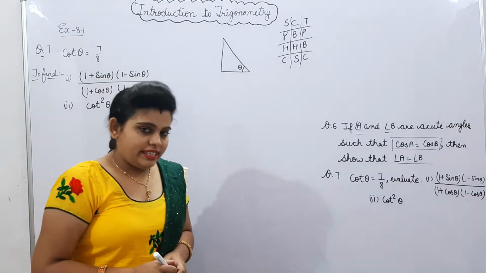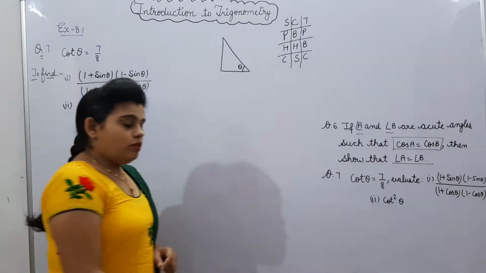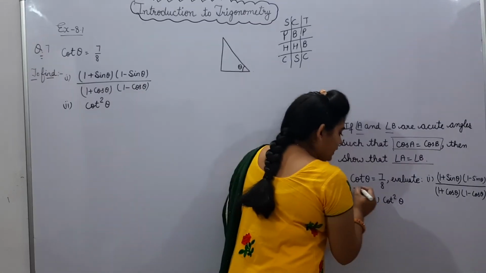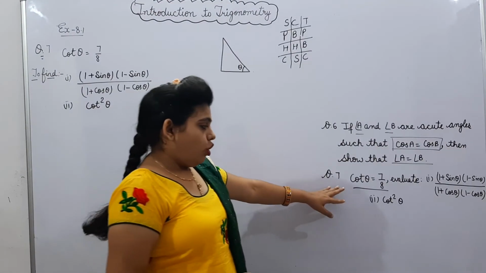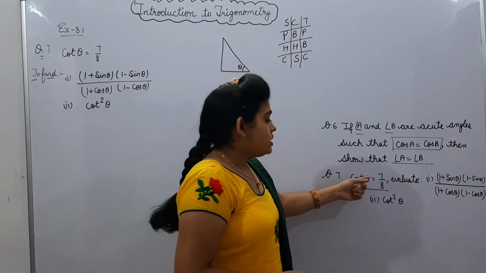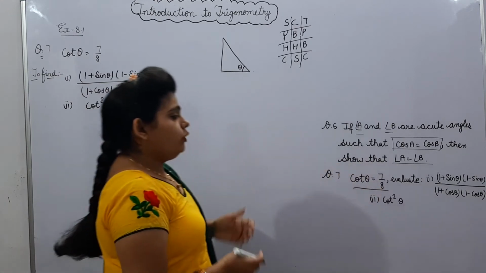Now question number 7. What is given in question number 7? Cot theta is equal to 7 by 8. The trigonometric ratio cot theta is given and its value is 7 by 8. And what we have to find?